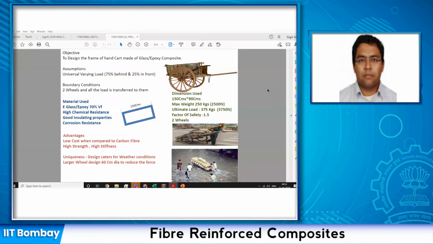The dimensions used: the total length of the rectangular frame is around 150 centimeters by 90. Maximum weight is 250 kgs. I'm taking a factor of safety of around 1.5, and I'm going to use around 2 wheels. Apart from this, for the material, I'm planning to use glass with epoxy with 70% volume fraction.